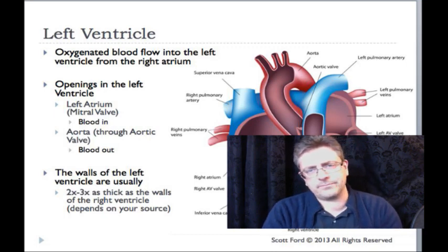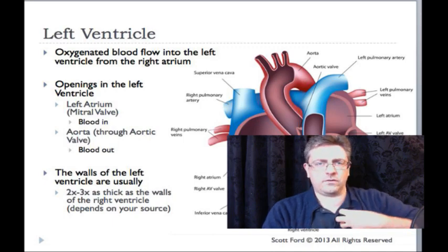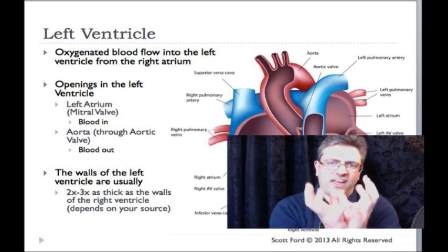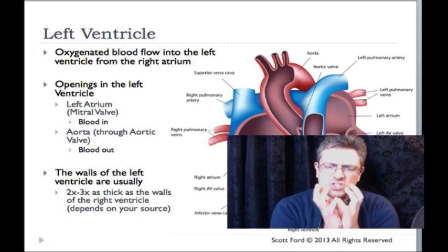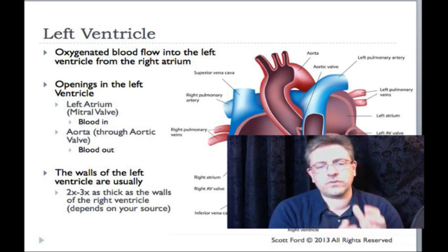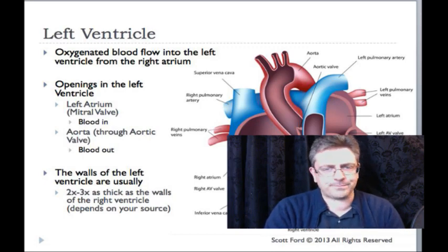Now, the left side has to pump blood all the way down to your toes. So the left side has to get blood from your heart all the way down to your feet. To do this, the left ventricle is going to be thicker. It's going to have a thicker muscle because it's got to push more. It's got to squeeze more. It's got to be more forceful than the right side. So the left side is about 2 to 3 times thicker. The walls are thicker than the right side.